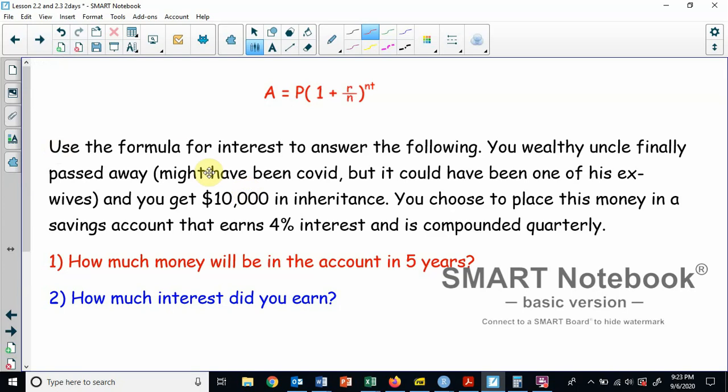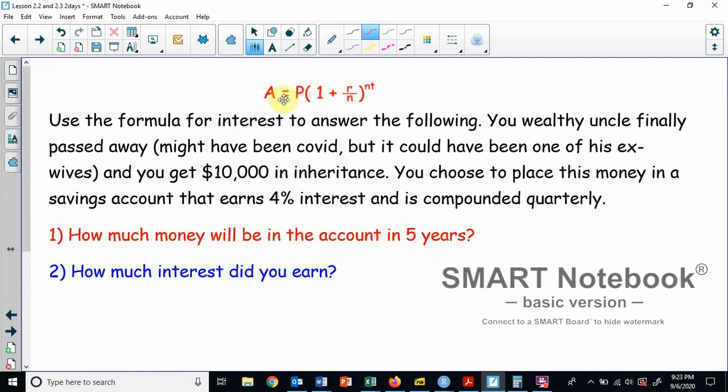Now moving on. Now we're going to work on the type where you just kind of get a formula and all you have to do is plug in. These are called plug and chug type. That's what I call them. That's technically not what they're called, but so it says, look, here's the formula for interest.